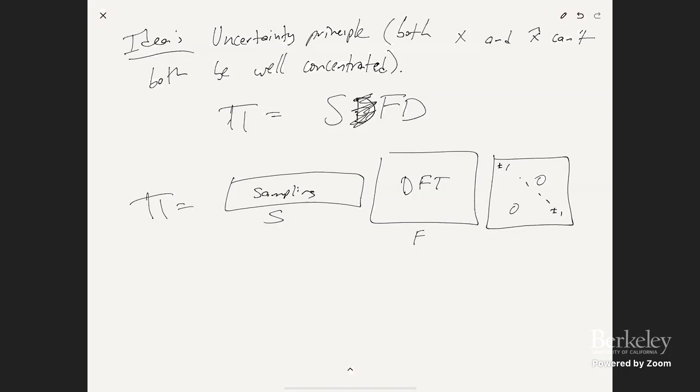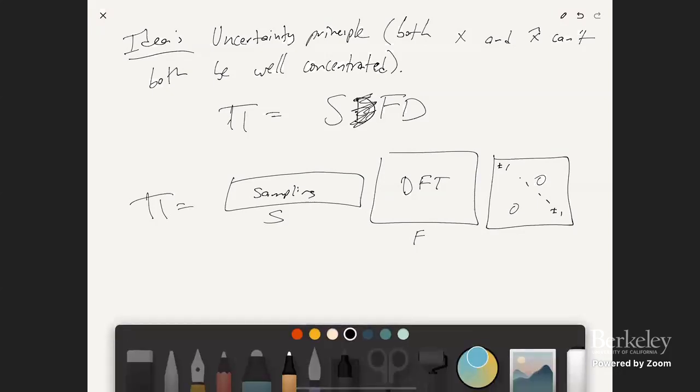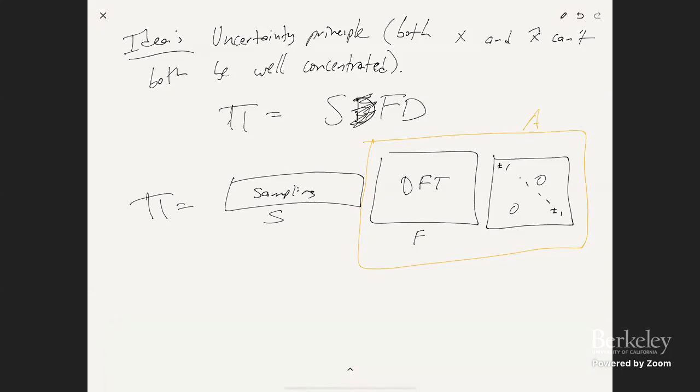And what they're able to show is that if you call this matrix A, which is the product of these two matrices, then for all x, the probability that the ratio of the L infinity norm of Ax to its L2 norm, and by the way, the L2 norm of Ax is just the same as the L2 norm of x, right? Because D and F are both isometries.